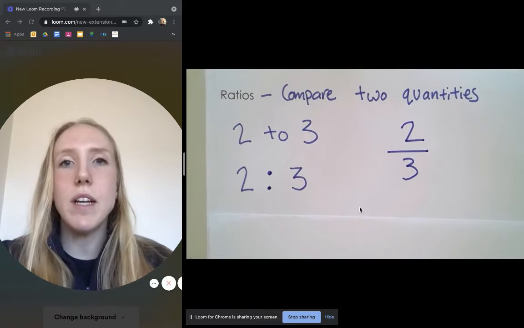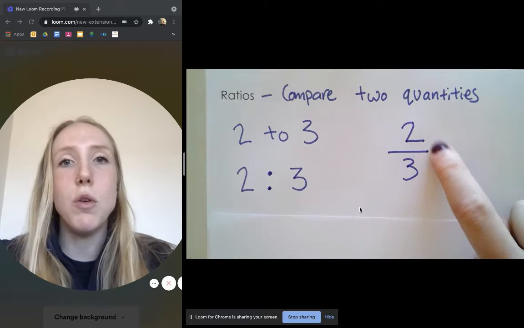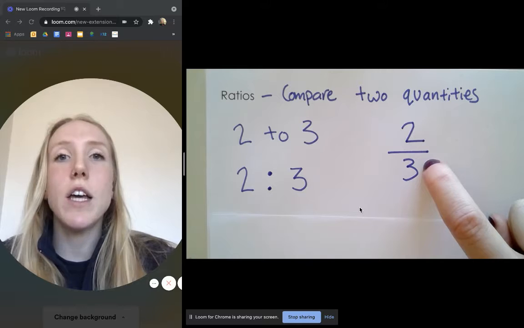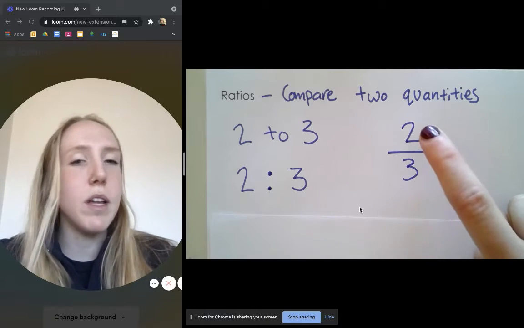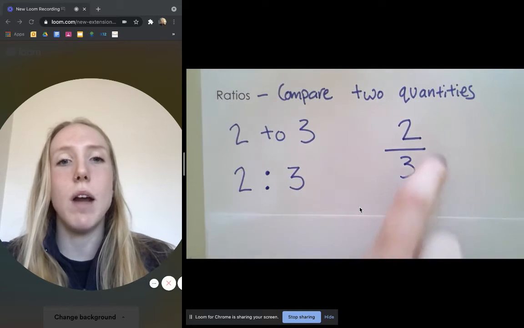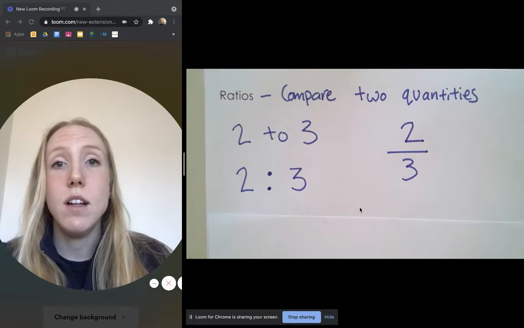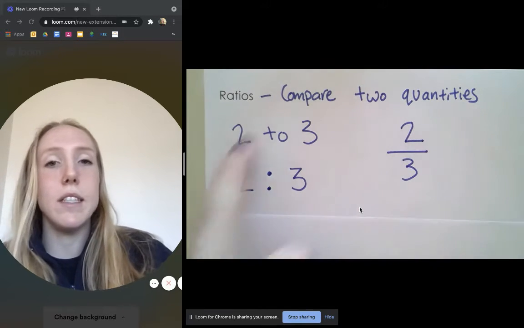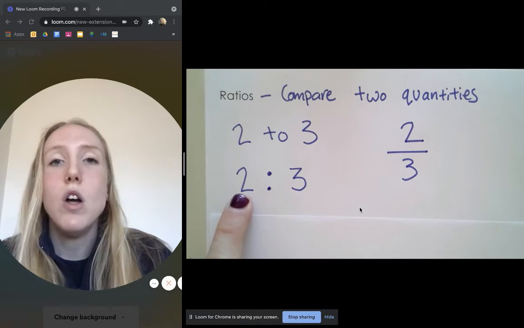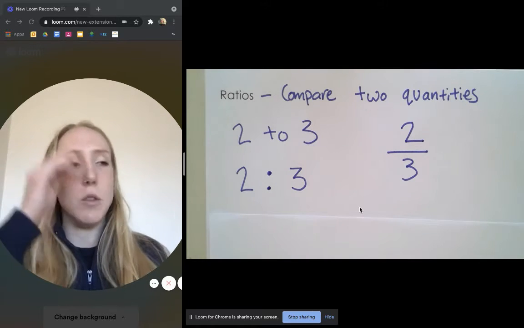Now, in previous lessons, before we started talking about ratios, we would have read this as 2/3 or 2 divided by 3. When we are talking about ratios, you are going to read this as 2 to 3, just like that. All of these are read the same way, and all of these mean the same thing. All three ways are the exact same ratio. They're just written in different ways. So we're going to look at some examples of comparing two quantities and how we could write ratios from that.